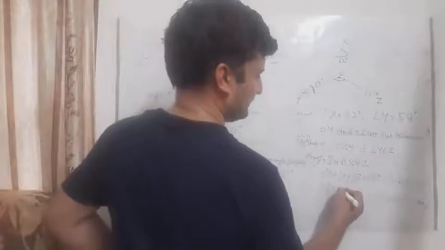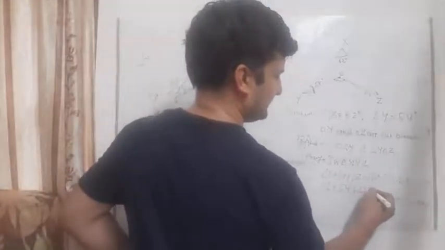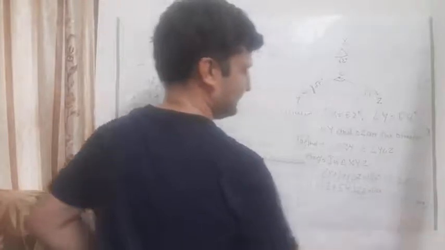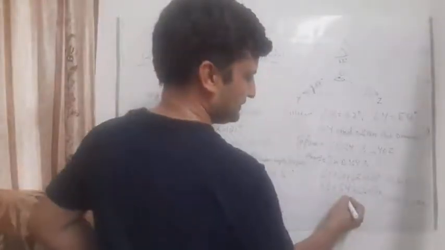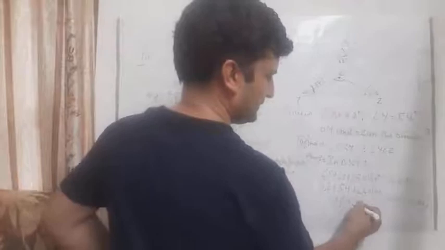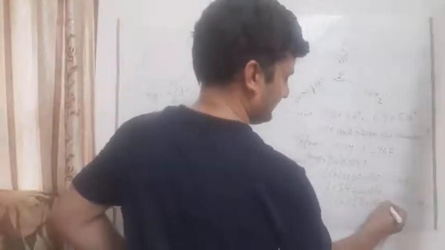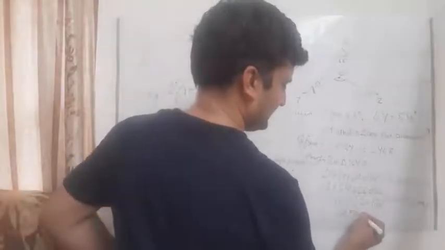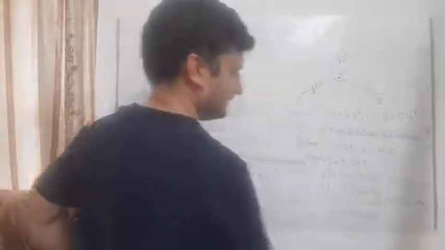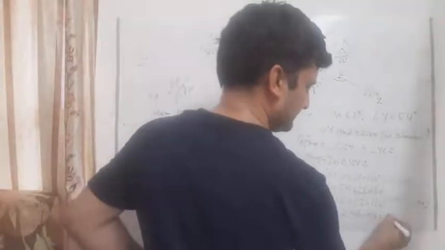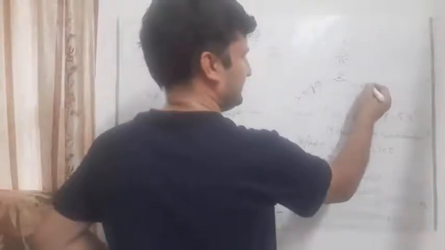So what is the value of angle X here? 62 plus 54 plus angle Z is equal to 180 degrees. Students, add it: 2 and 4 is 6, 6 and 5 is 11, plus angle Z is equal to 180 degrees. So angle Z is equal to 180 minus 116, that is 10 minus 6 is 4 and 7 minus 1 is 6. So students, the total angle is 64 degrees.